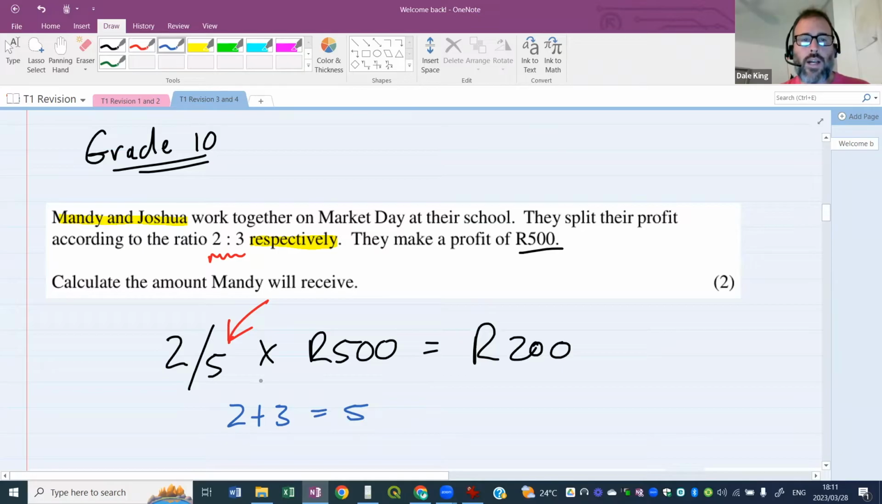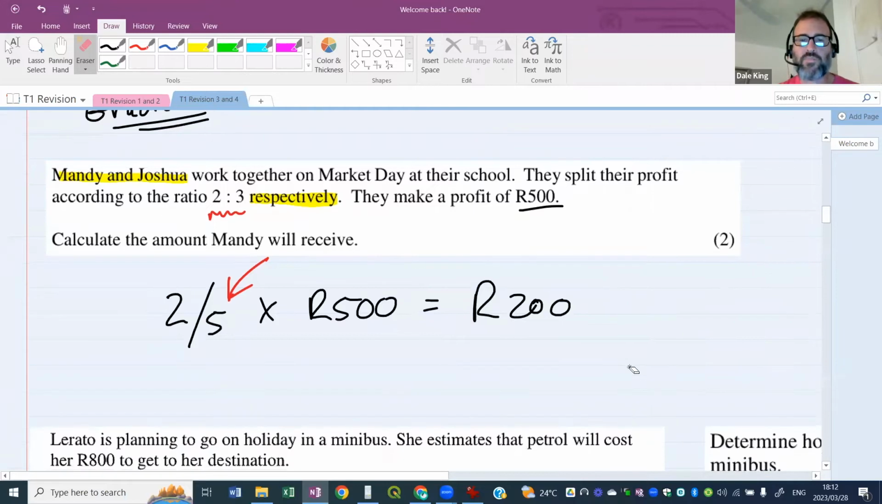So we got 2 out of the 5. So Mandy is 2 out of the 5 parts. Well done, Batande. So 2 out of the 5 parts for Mandy. So that's why Sambulo's got there 2 out of 5 parts in total for Mandy. And that 2 out of the 5 can form a fraction, and you multiply that fraction by the 500, and you'll get an answer of 200. Very good. Well done. All right. Nice, easy one to warm you up.